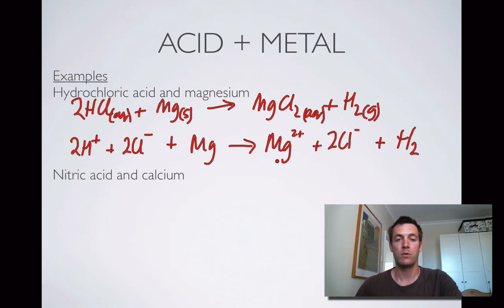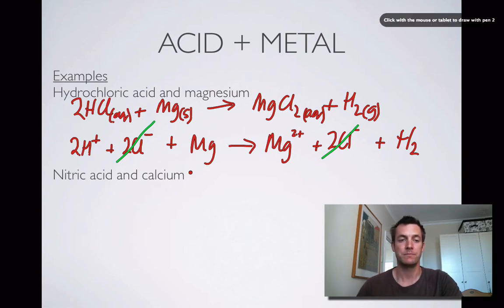Now remember what we can do is cancel out any ions that haven't reacted, or spectator ions. So the Cl minuses are unchanged, and there is our ionic equation left in red. If you want, you can rewrite this, but there's no need. Let's move on to the next one.